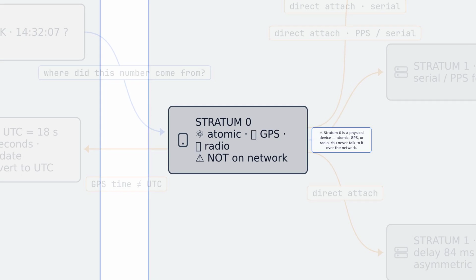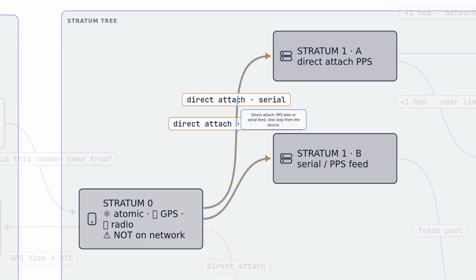The root is Stratum 0, the reference hardware, atomic standards that define the SI second, GPS receivers, radio time signals. Crucially, Stratum 0 is a physical device, not a network host. You never talk to it directly. Bolt a server straight onto that hardware, a pulse per second wire, a serial feed, and you get a Stratum 1 server. The primary time servers, one step from the source.